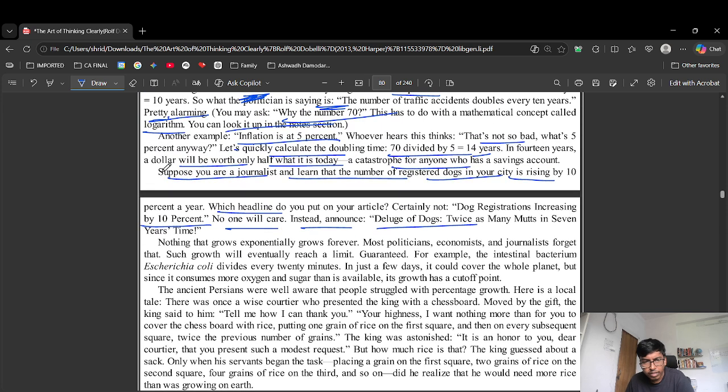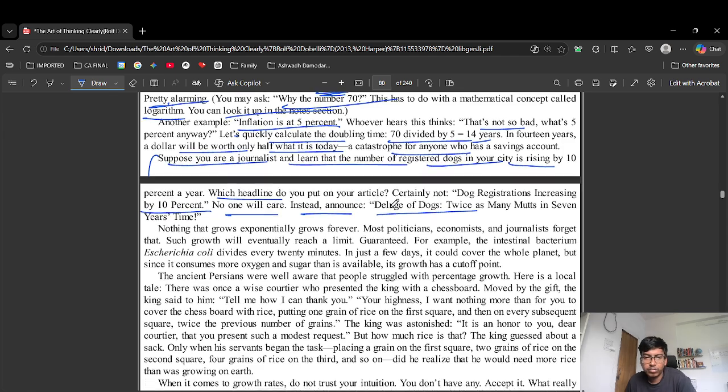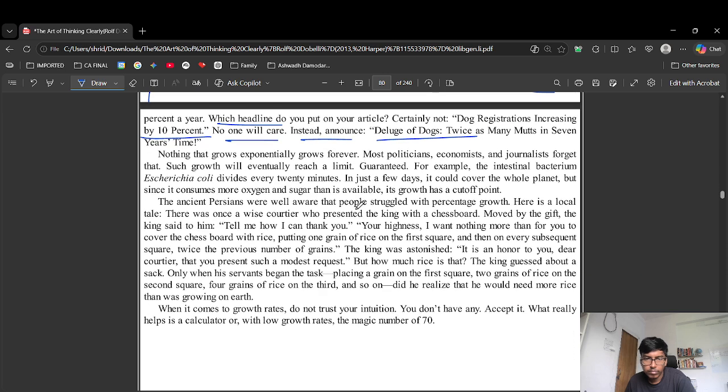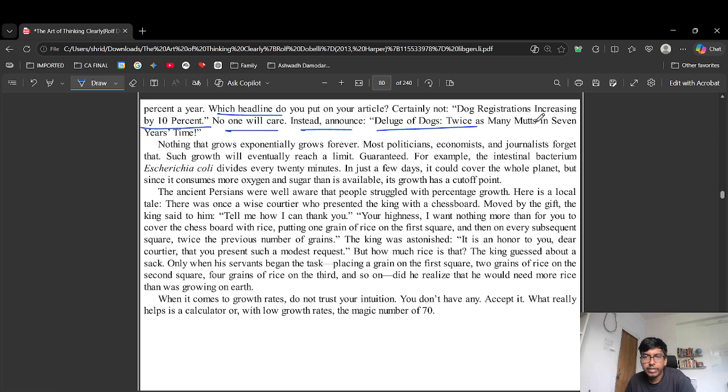Okay. So suppose you are a journalist and you learn that the number of dogs in a city is rising by 10% every year. So how much time will it take to double? You will write it down. So in 7 years what will happen? Dogs will double.